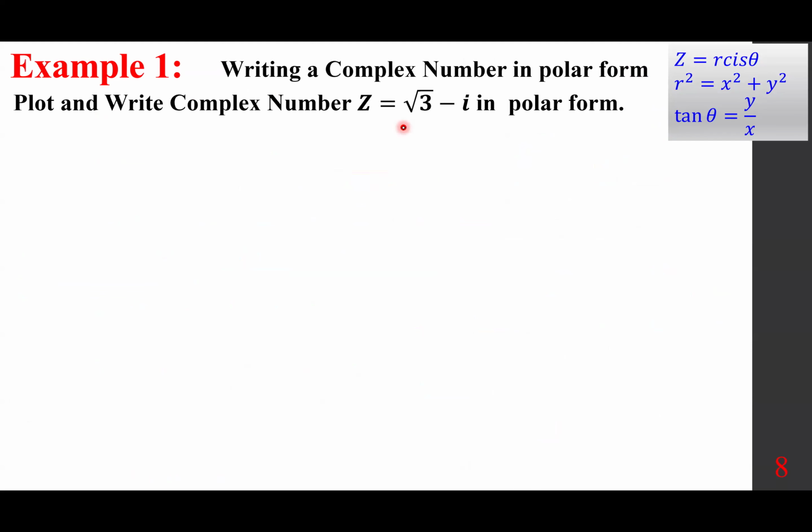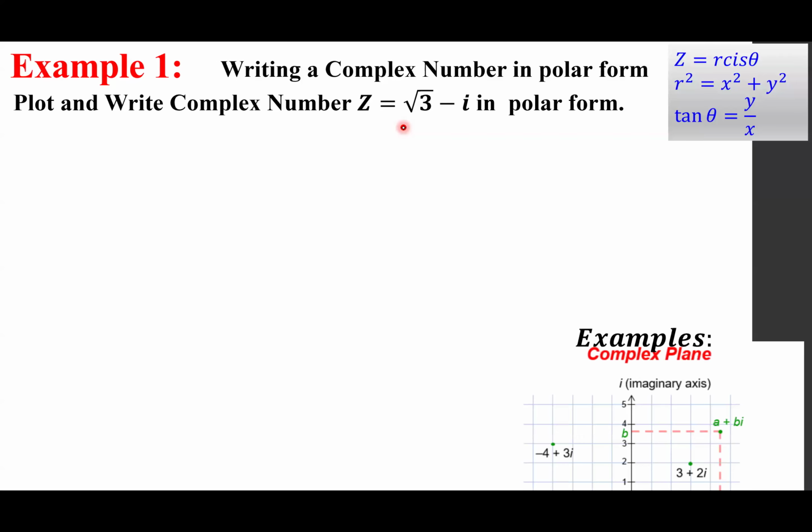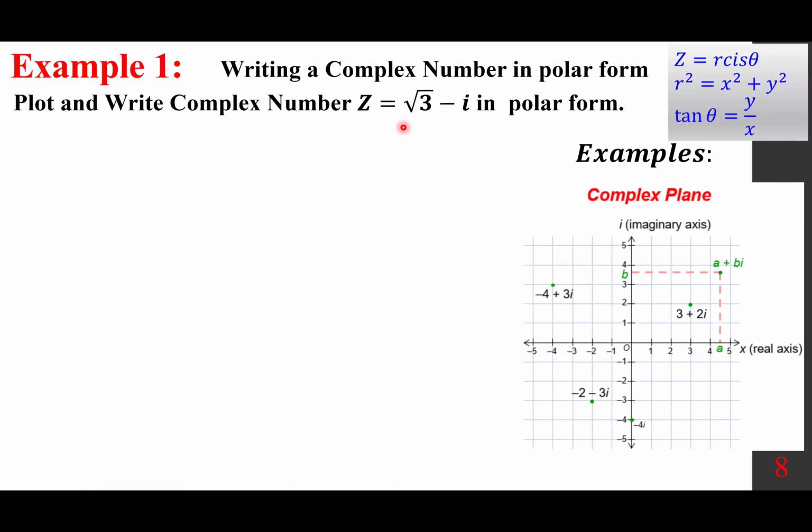Well, you go with a complex plane, and I'm going to show you, for example, 3 plus 2i: 3 to the right, 2 up. This is a plus bi. 3 plus 2i is here. So again, the x-axis is the real axis, the y-axis, the imaginary axis.